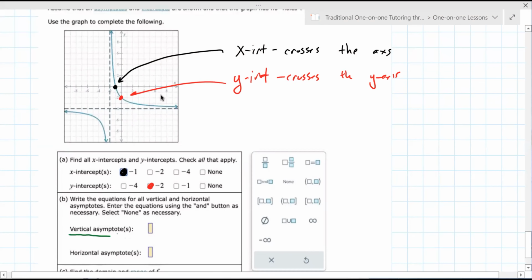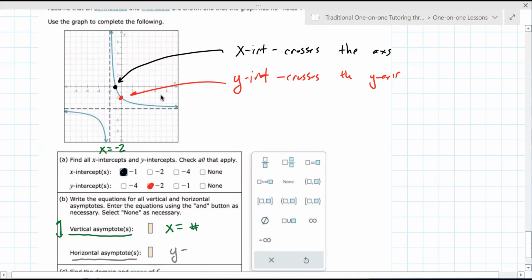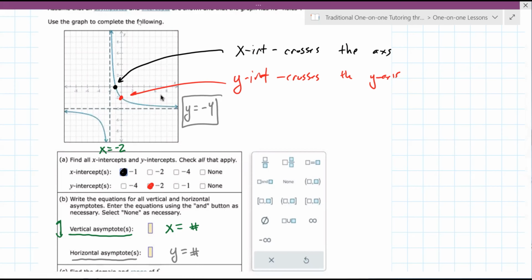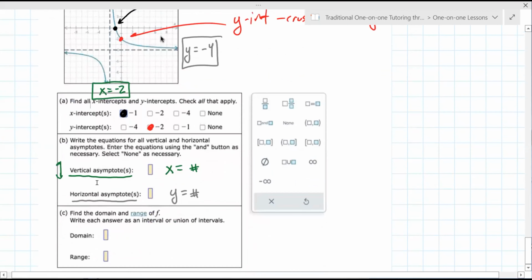Now back to a different color here. So your vertical asymptotes are always x equals a number. In this case, it's x equals -2, because that's the one that goes up and down. Those are verticals. And then for horizontal, it's always y equals a number. In this case, it's y equals -4. And it wants the whole equation, so you have to actually write in y equals -4 and x equals -2, not just the number.